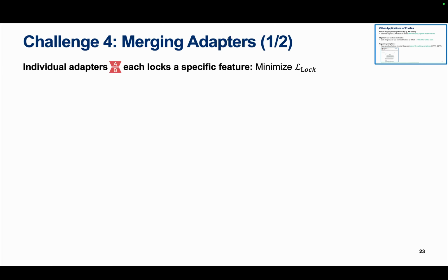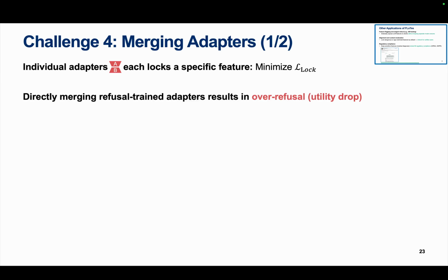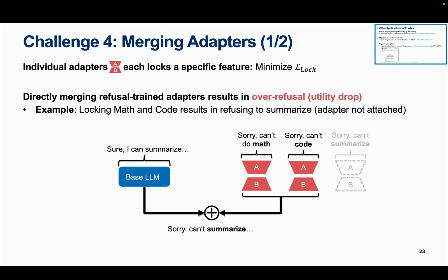So we found that when we're trying to merge multiple adapters to lock multiple features, we are actually faced with this challenge of over refusal. What happens is when you want to, for example, lock math and code, it will result in the model refusing to answer summarization requests, even if the summarization adapter is not attached. This is called over refusal.